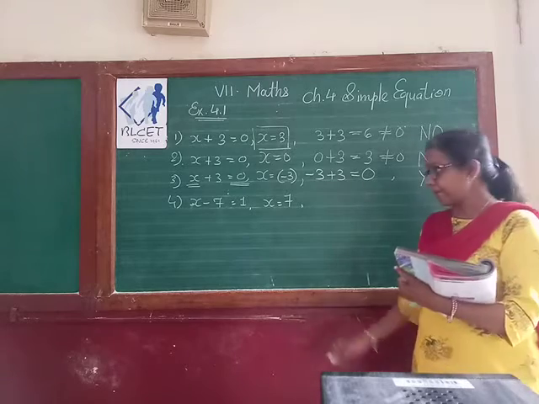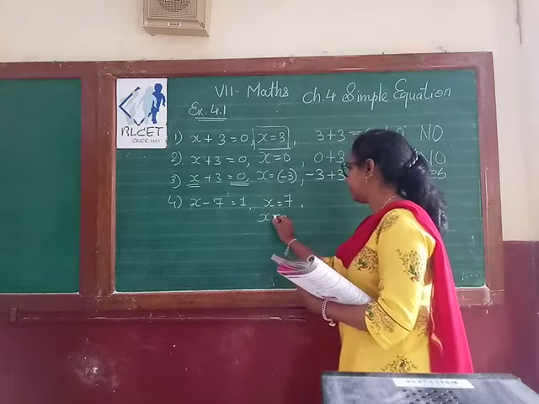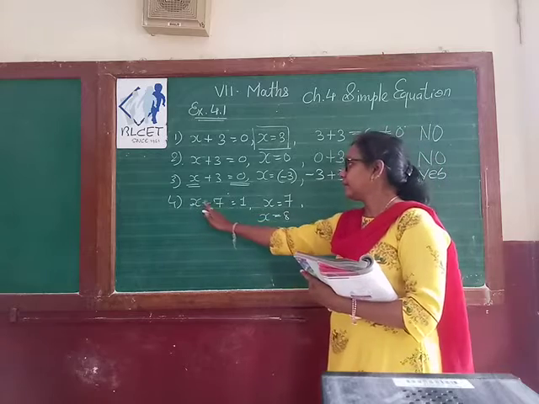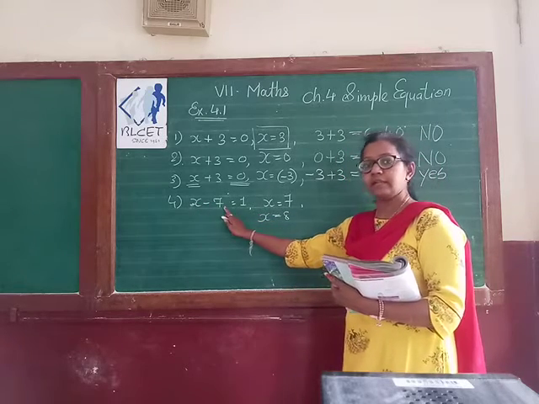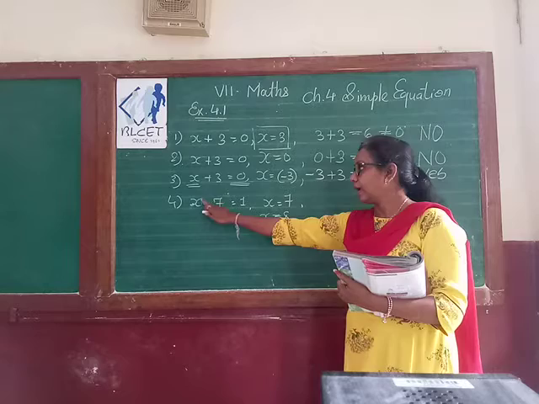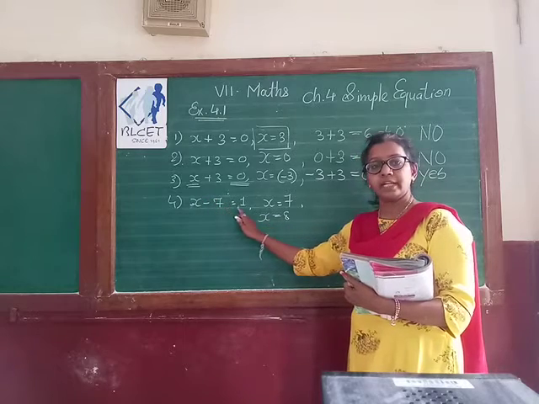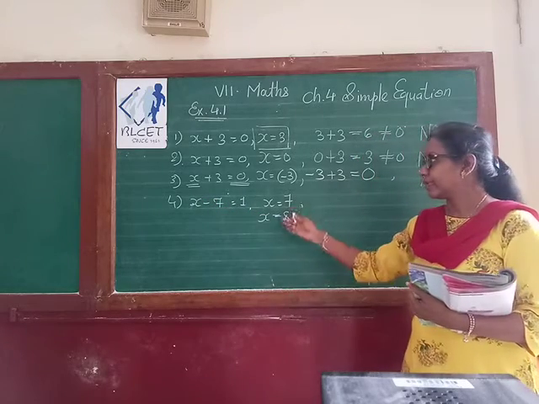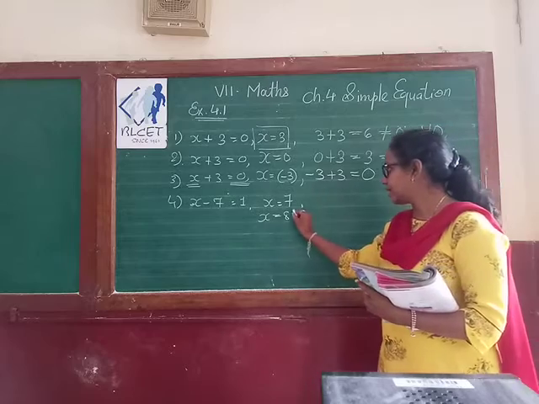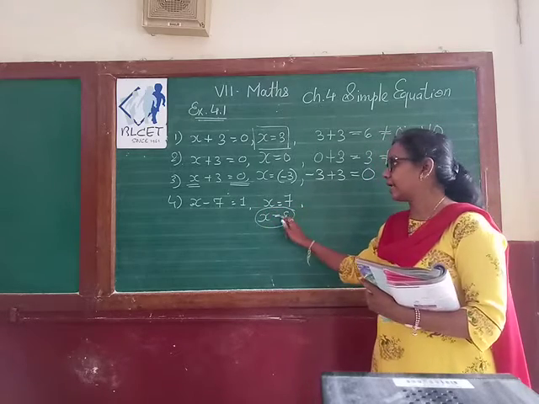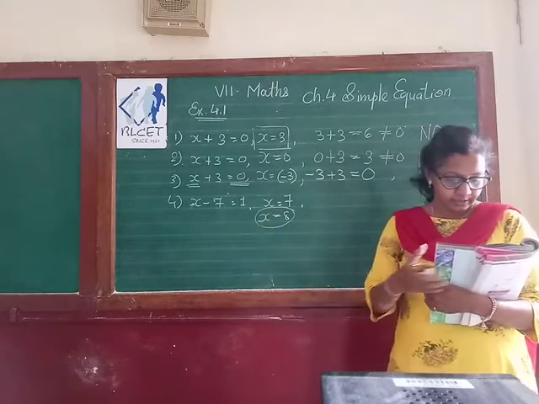But suppose you keep x equal to 8. So 8 minus 7 will give you 1. So what can we say? The equation is satisfied. So x equal to 8 is the answer for this equation.